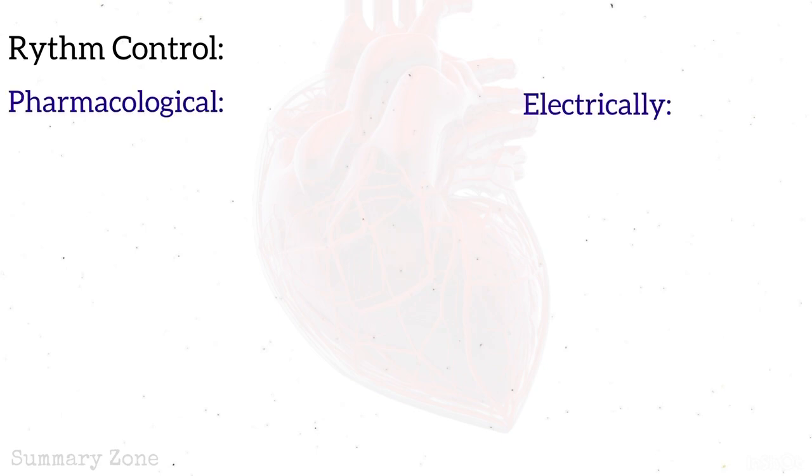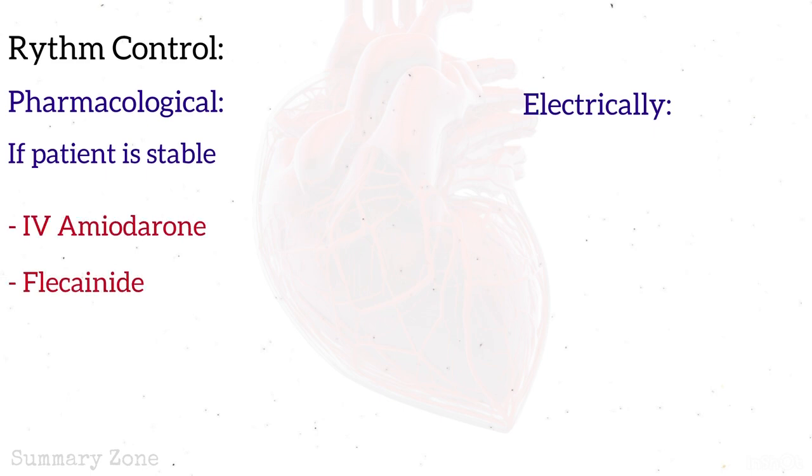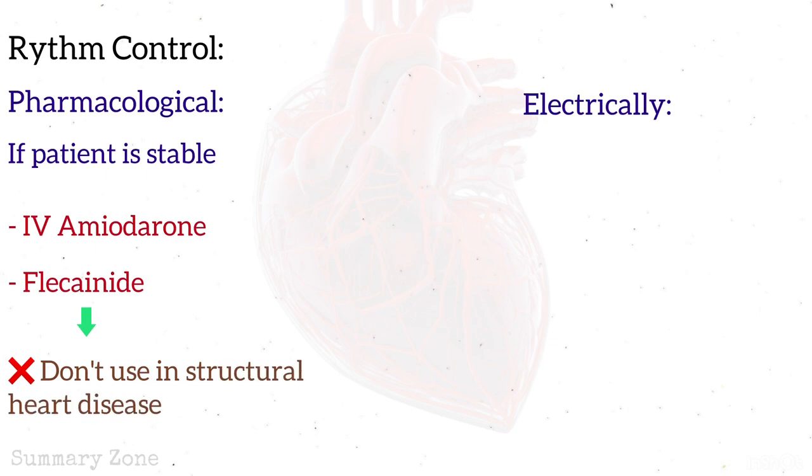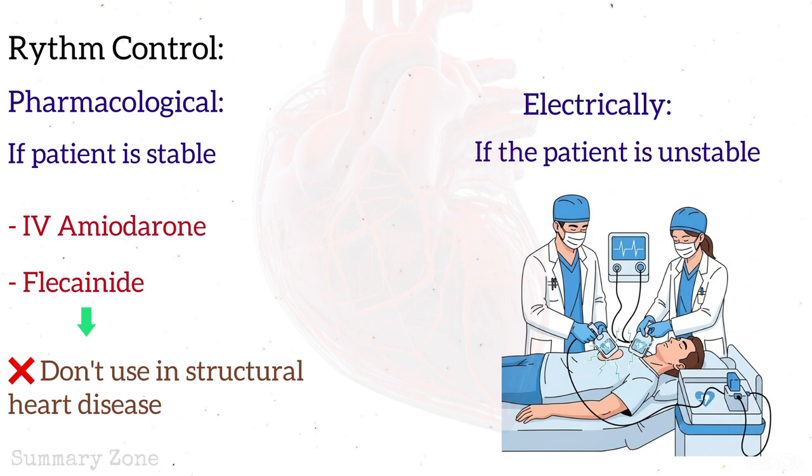Rhythm control can be achieved either electrically or with medication. If the patient is stable, you can use pharmacological cardioversion with IV amiodarone or flecainide, but remember, do not use flecainide in patients with structural heart disease. If the patient is unstable, you must use immediate electrical cardioversion.